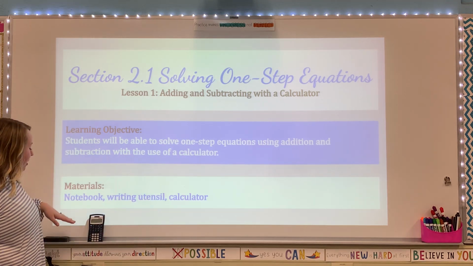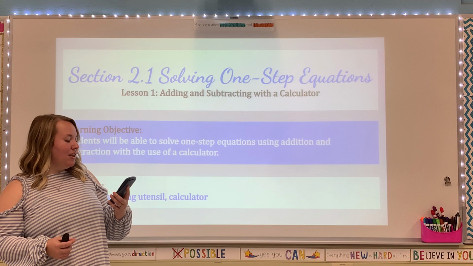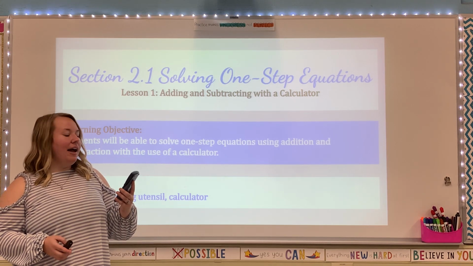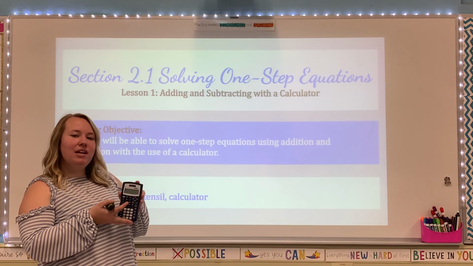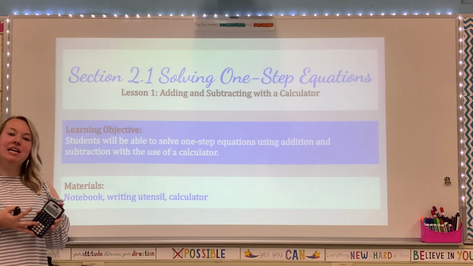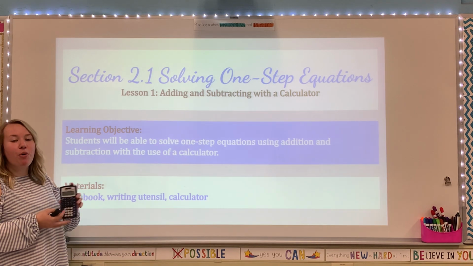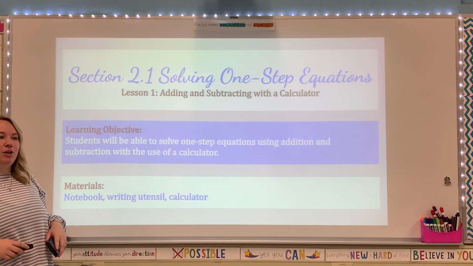The calculator we will be using today is a Texas Instruments TI-30XIIS calculator. They're about $10 that you can pick up at Walmart or Target. If you can't get one of these, a 4-function calculator will work just fine, or if you have a graphing calculator, that will work too.